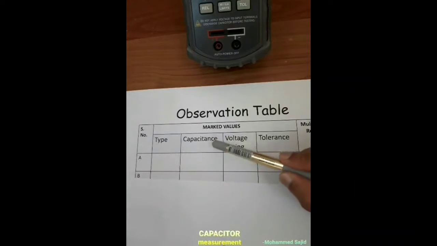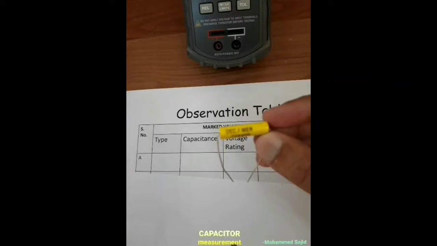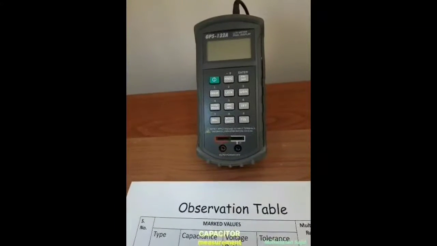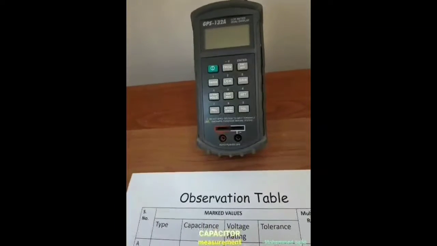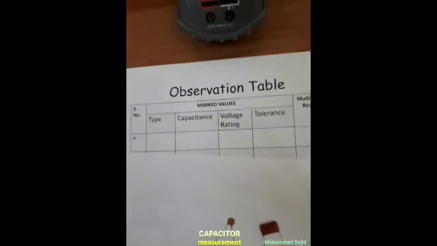After that you have to write its value, the capacitance. The marked value, without measuring, is what is written on the capacitor. You can see some numbers and coding given. From that you can write the capacitance, and also the voltage rating and tolerance. After that we will use this LCR meter to measure the capacitance. So we will start by first writing the type of this capacitor.